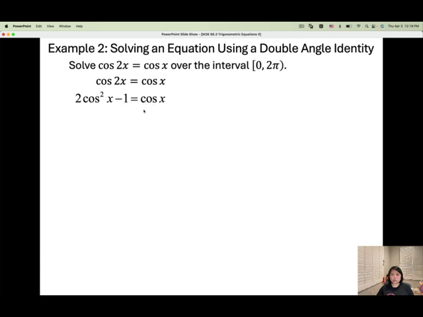Now I subtract cosine x from both sides. So this is a quadratic equation, right? Ax squared plus bx plus c equal to 0. I want you guys to try to factor this.